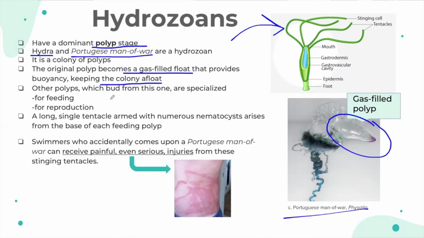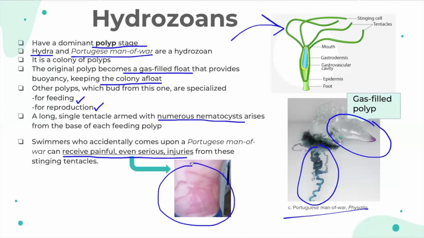Other polyps which bud from this one are specialized for feeding and also for reproduction. A long single-tentacled arm with numerous nematocysts arises from the base of each feeding polyp. So these are the tentacles. Swimmers who accidentally come upon a Portuguese man of war can receive painful, even serious injuries from the stinging tentacles. So I include an example of a man who was stung by the Portuguese man of war.